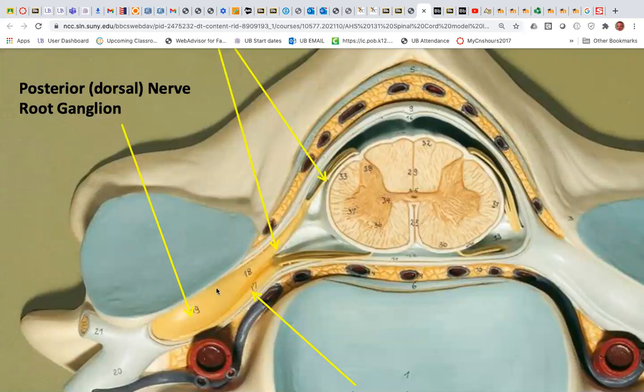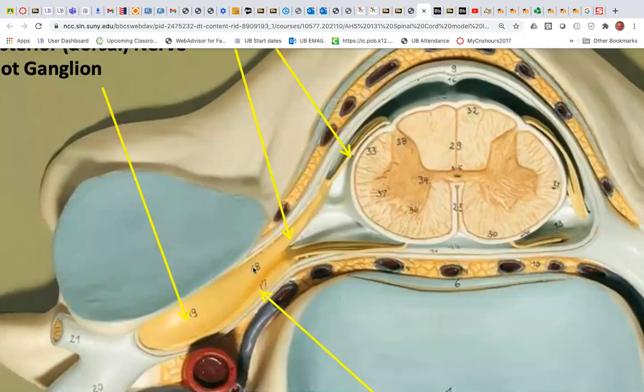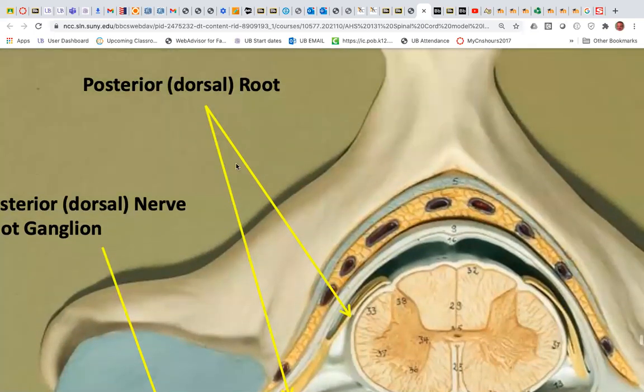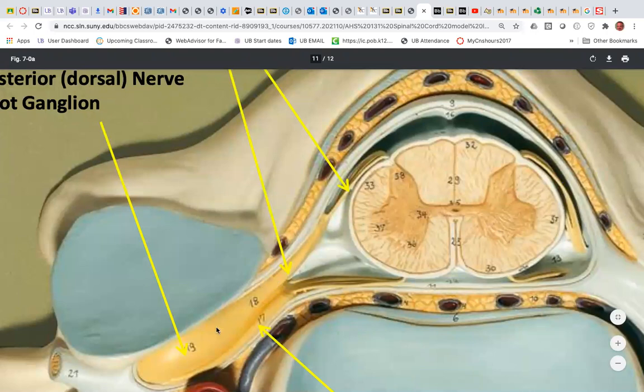So this is the dorsal root ganglion. That's key, because if we look at this dorsal root ganglion, which is number 19, and then we start to move proximal, now we get to a dorsal root, right? Or dorsal nerve root. This is the dorsal root ganglion. This is the dorsal root, which is carrying sensory information into the dorsal horn.